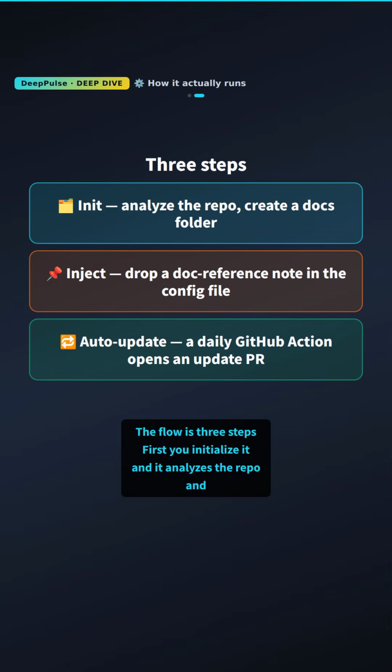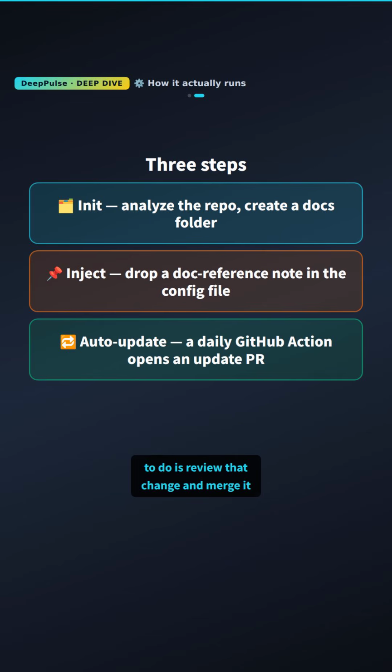The flow is 3 steps. First, you initialize it, and it analyzes the repo and creates a folder to hold the docs. At the same time, it slips a note into a config file like claude.md, telling the agent to check these docs first. And here's the core part. A GitHub action rescans the repo once a day and opens a pull request with doc updates that reflect what changed. All the human has to do is review that change and merge it.